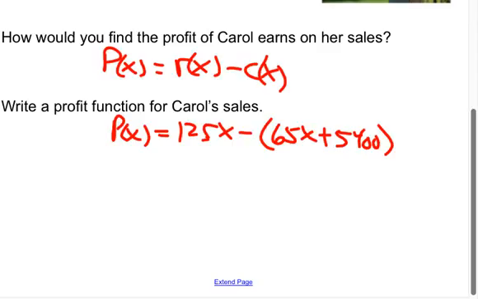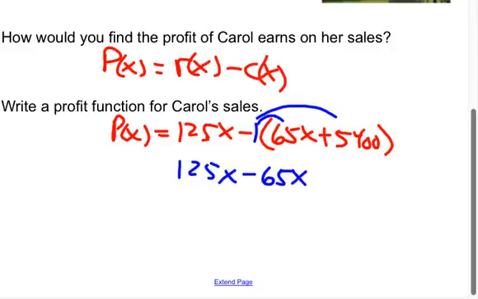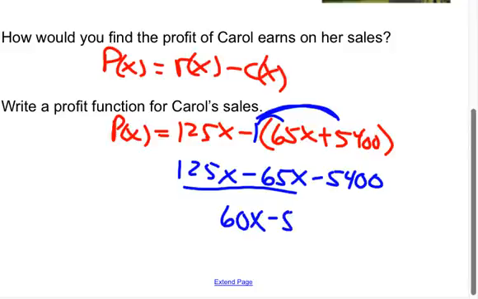In order to do this, we have to drop parentheses, and the only way we can do that is if we run a negative through that quantity. It's like taking a little negative 1 and distributing it through the quantity. So that's 125x. Negative 1 times 65 is negative 65x. And then negative 1 times the 5,400 is going to be negative 5,400. So our actual answer is, combining these two terms, 60x minus 5,400. So she's got to sell quite a few birdhouses before she starts really making a profit.